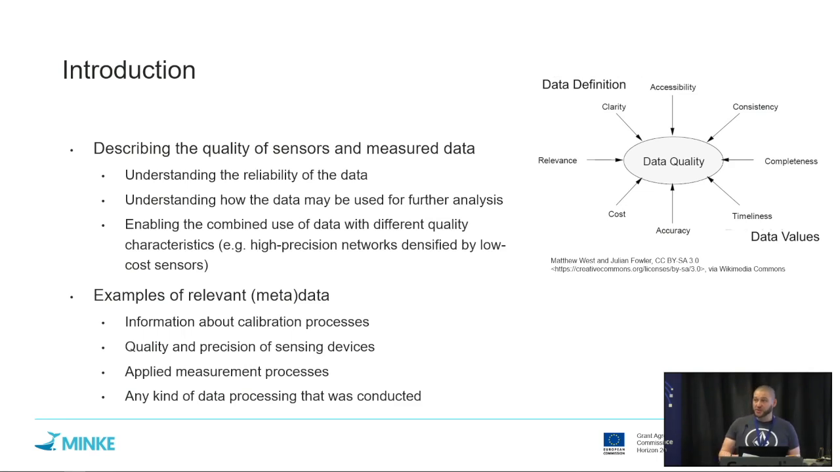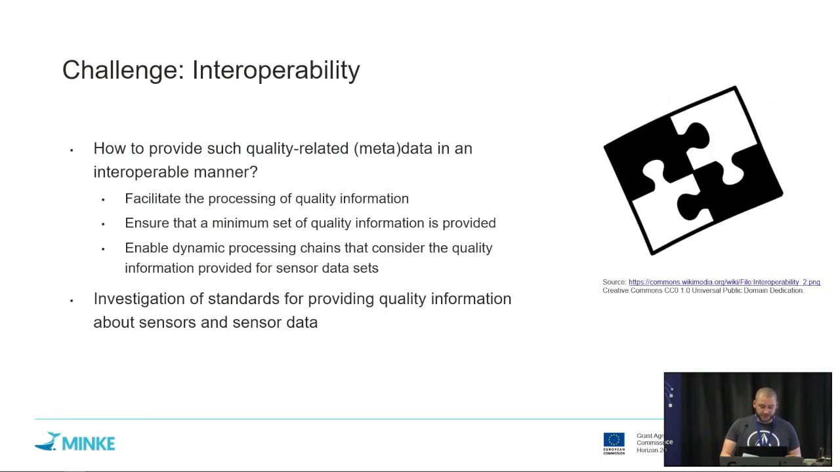Because we need that to understand what we can do with this data, because the end goal in Minke is to have a kind of data fusion between high precision, really costly networks of observational data and really maybe community-driven, low-cost sensors that are deployed by the citizen scientists. Examples for data that we try to collect and try to encode and try to find and to get a common sense on what it really is, for example, information about the calibration process, the quality and precision of the actual sensing devices, what process really was taken to measure things, because you can measure different phenomena different ways, and what processing was done on the data in the end. So was there a quality assurance process? Did we filter out outlier and so on? All the stuff should be there as metadata or as data.